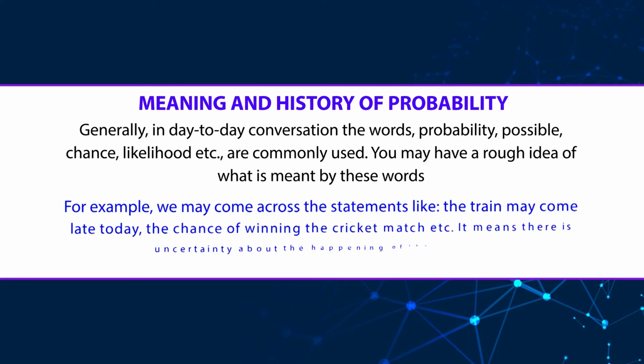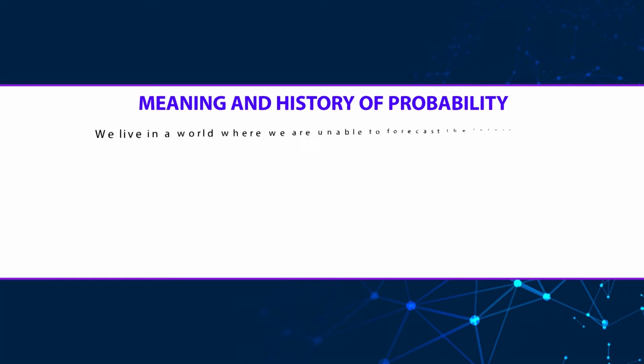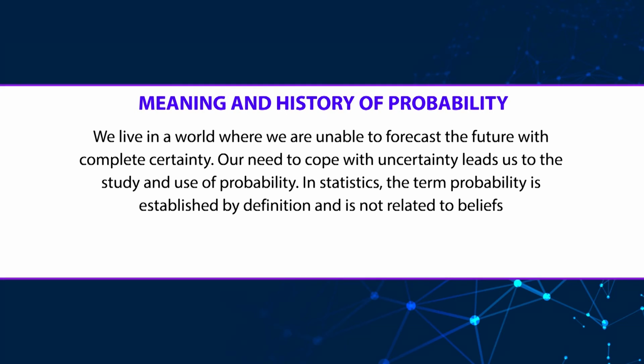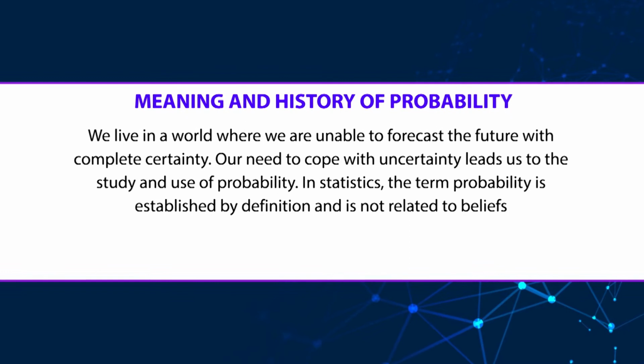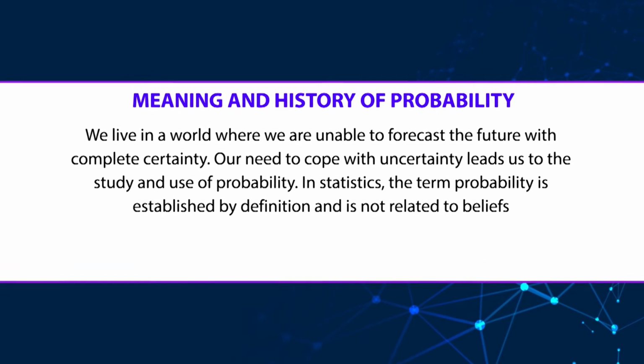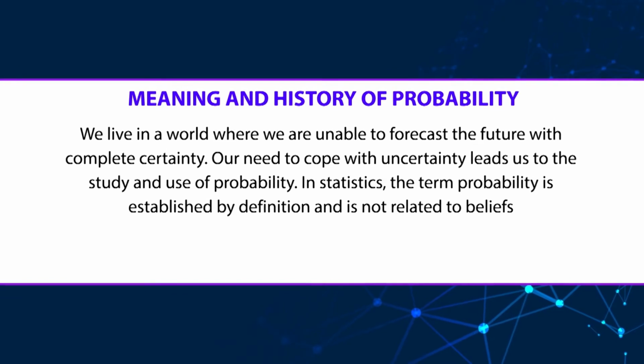We may come across statements like the train may come late today, or the chances of winning the cricket match. It means there is uncertainty about the happening of the event, and we live in a world where we are unable to forecast the future with complete certainty. Our need to cope with uncertainty leads us to the study and use of probability. In statistics, the term probability is established by definition, and it is not related to belief.